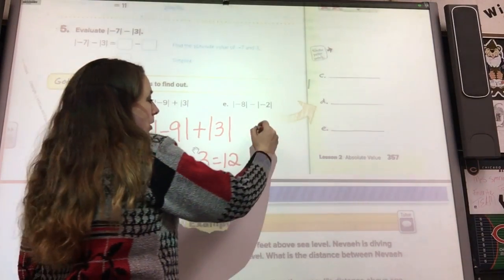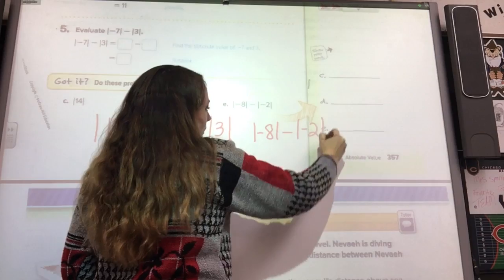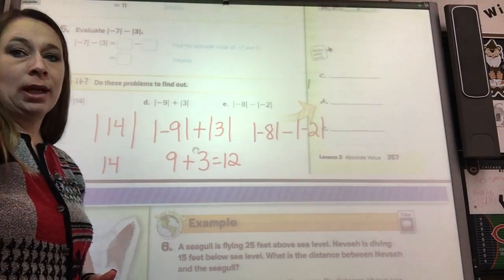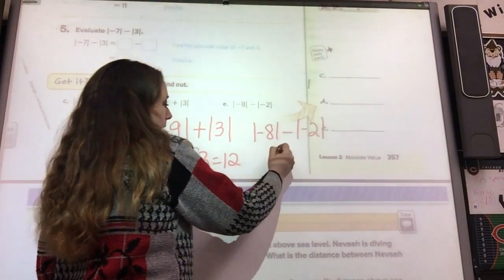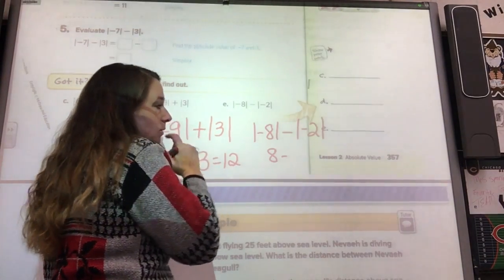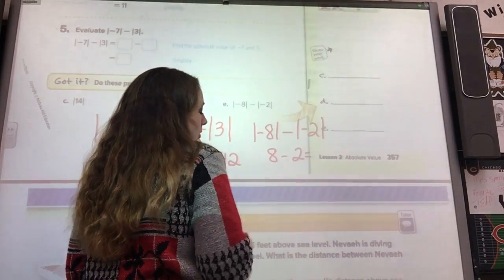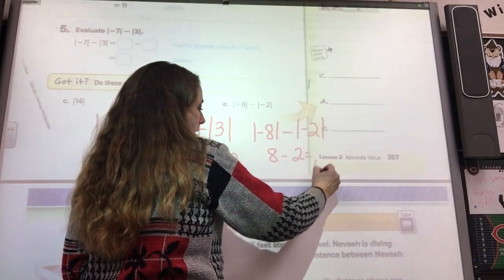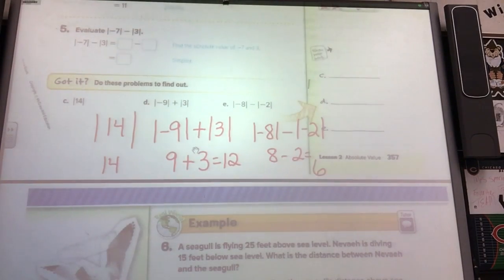All right, and the last one, absolute value of negative 8 minus absolute value of negative 2. If I took 8 steps to the left, how many am I going to take back? 8. If I took 2 steps to the left, how many am I going to take back? 2. What's 8 minus 2? 6. You're done. Just simple adding and subtracting. It just looks really confusing with bars and negatives and all this goofy stuff.